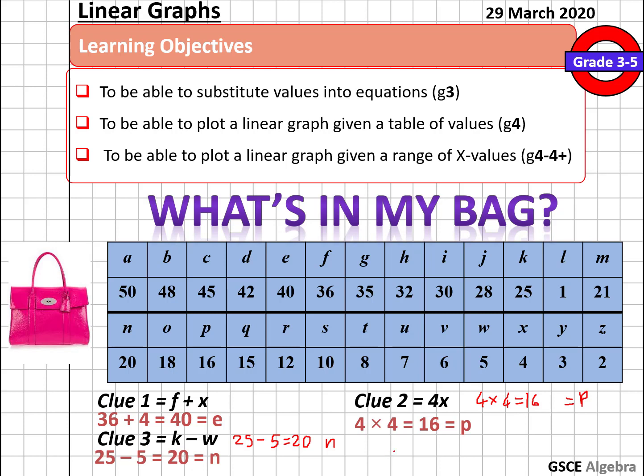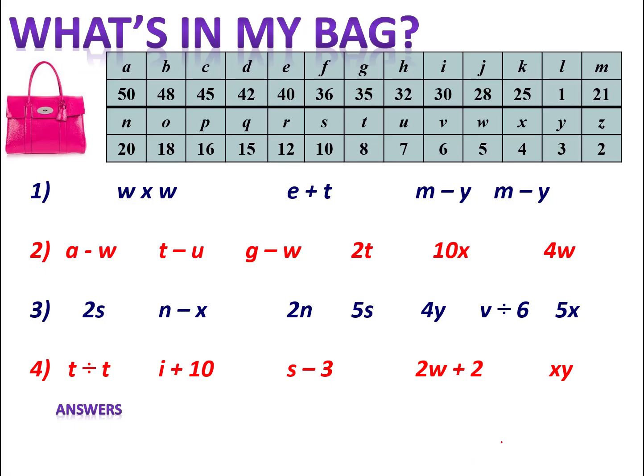So we've got the letters E, P, N, and yes, you spotted it, the word or the item in my lovely pink mulberry bag is pen. Now here's 4 to try yourself. I'll just start you off with the first one.